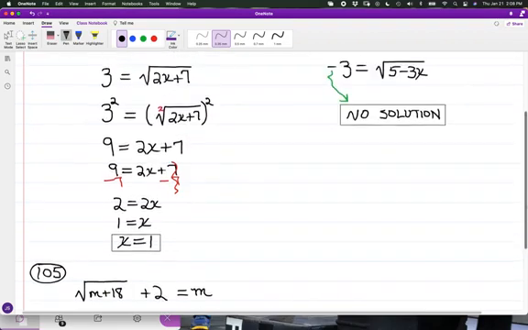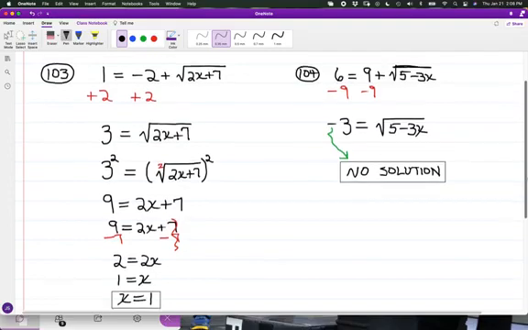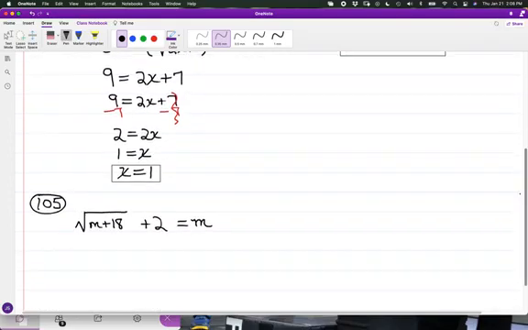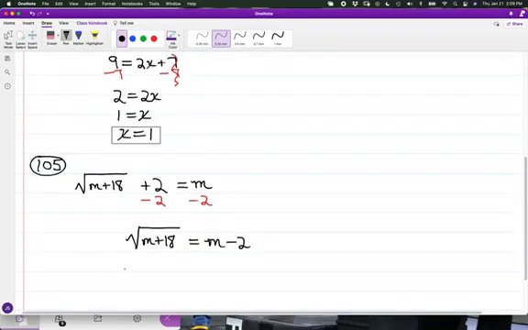Like what I did with the square root of 2x plus 7, as well as the square root of 5 minus 3x, I'm going to isolate the square root of m plus 18, that is, get the radical by itself. In this case, I'm going to take away 2 from both sides. So we've got the square root of m plus 18 to the left, and to the right I'm going to have m minus 2. And undoing the presence of the square root, I'm going to square both sides.